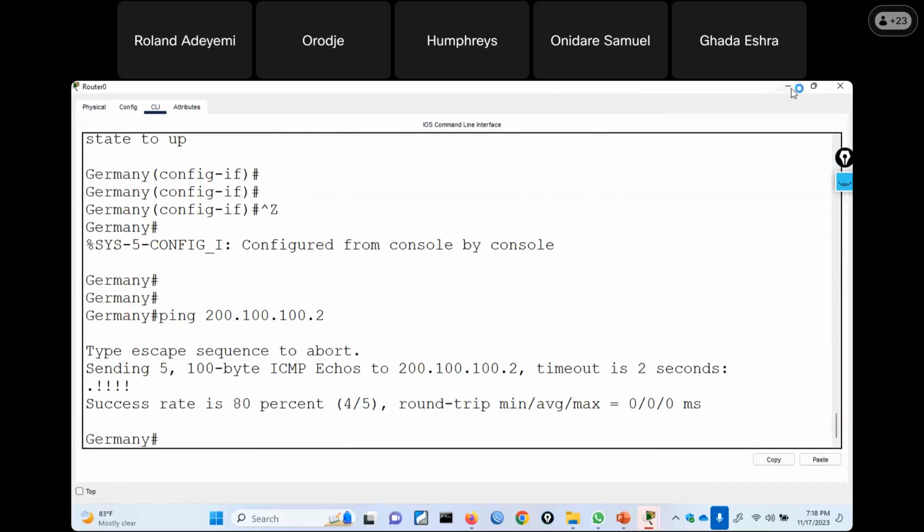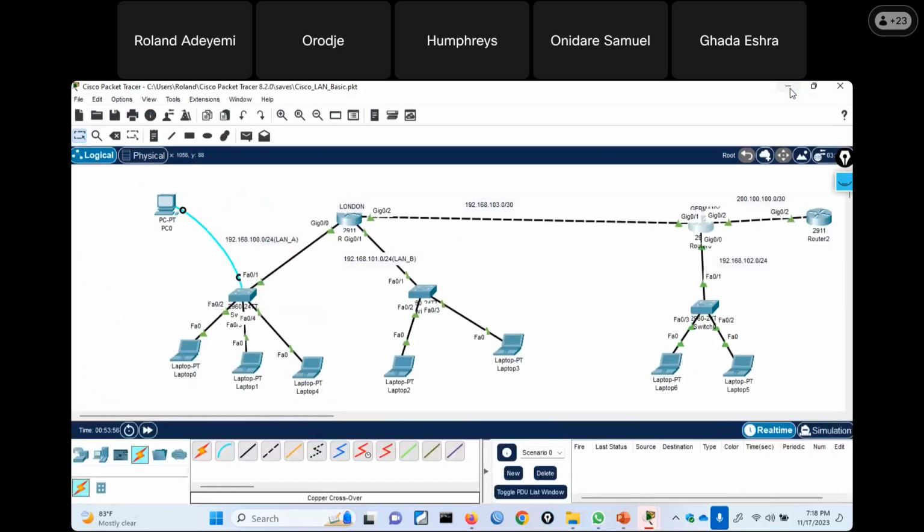So what's going to happen? If anybody under Germany wants to go out to the internet, anybody here?